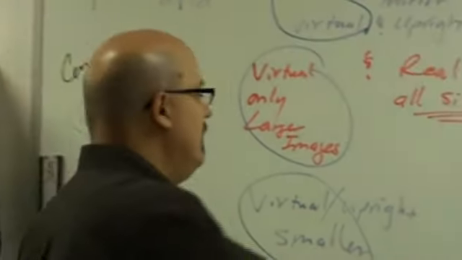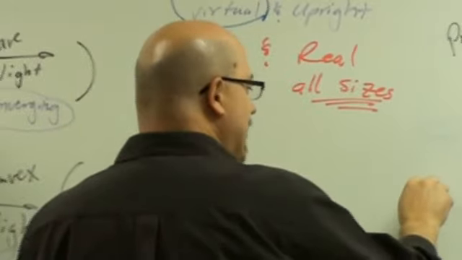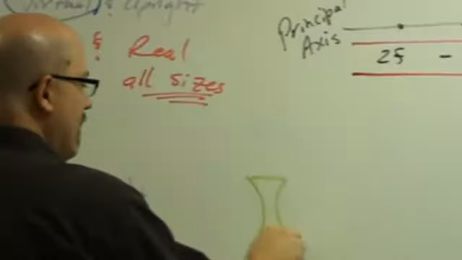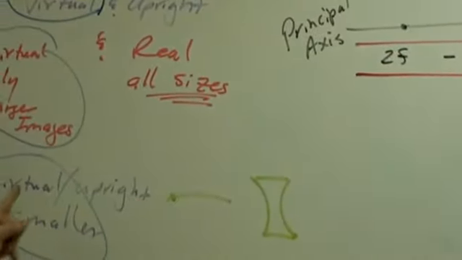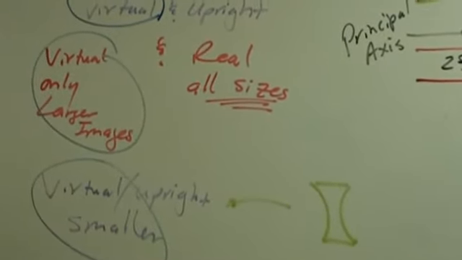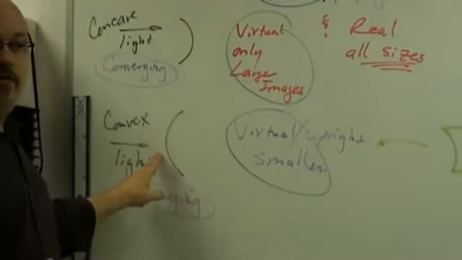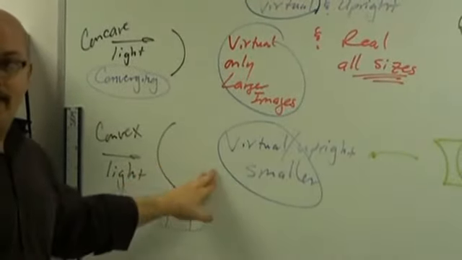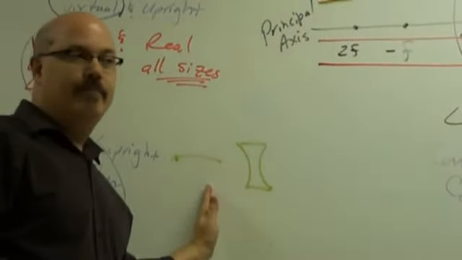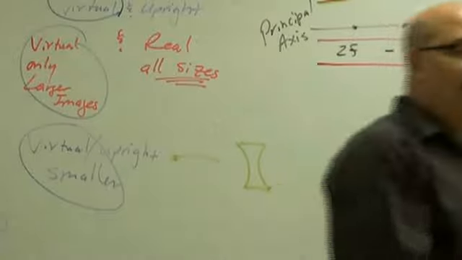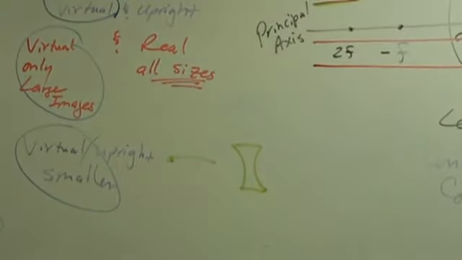So hey, look at this. This type of lens also produces the exact same kinds of images as this kind of mirror. Exactly the same, except the mirror forms them on the right, and the lens forms them on the left. Okay? But otherwise, they're identically the same.